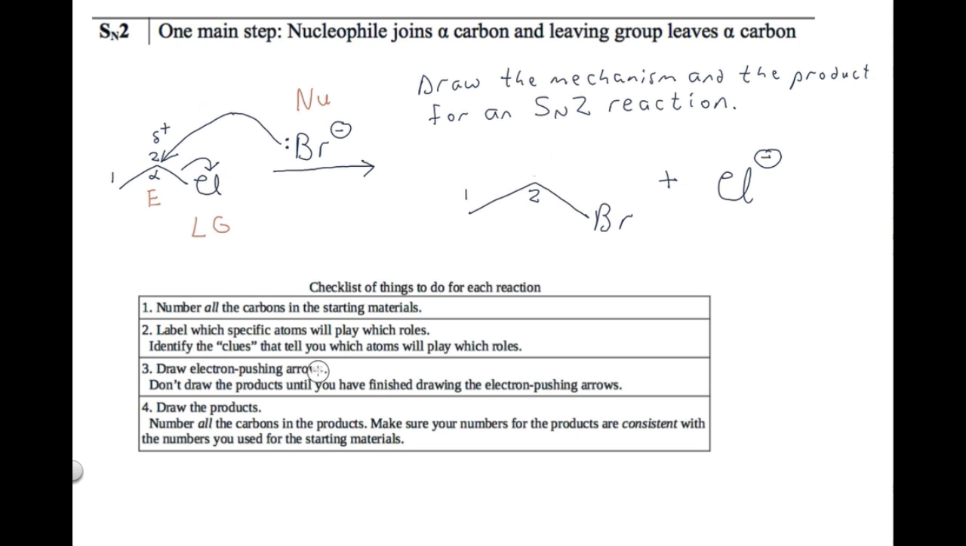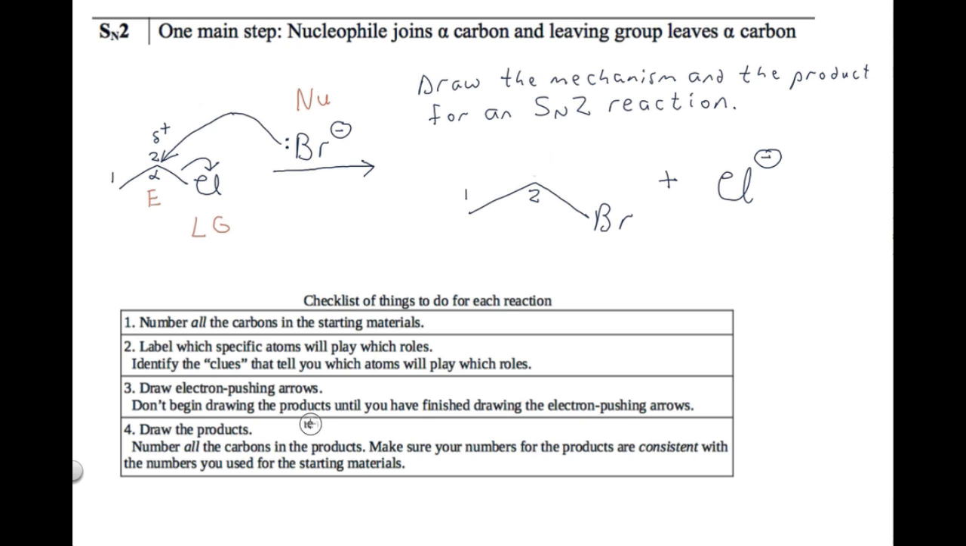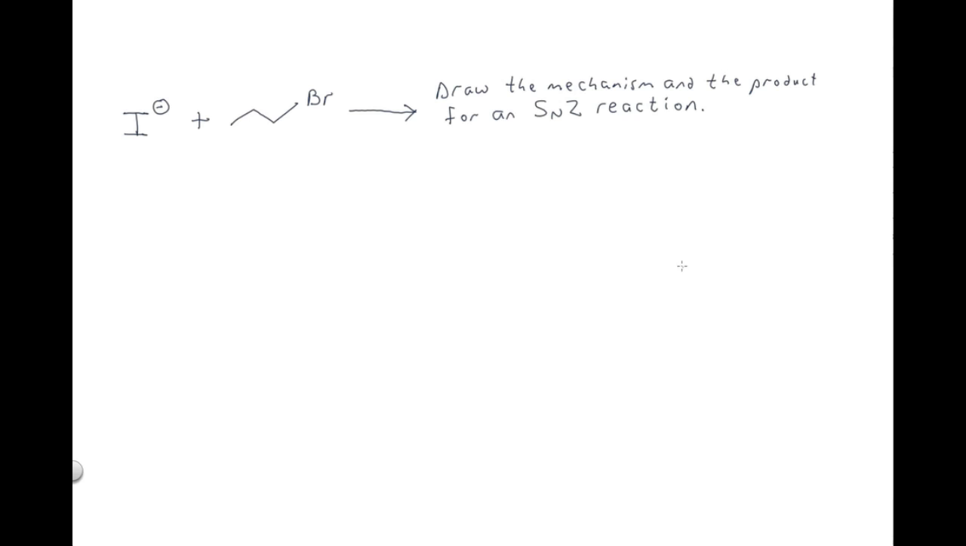Then we drew the electron pushing arrows. Be sure that you don't start drawing the products until you have finished drawing the electron pushing arrows. And then when we drew the products, we were careful to number all the carbons in the products, trying to use numbers that were consistent with the numbers we used for our starting materials. This is a good checklist to make sure that you carry out for every reaction that you're practicing as a beginning Ochem student. Okay, well, let's get some more practice with this reaction.